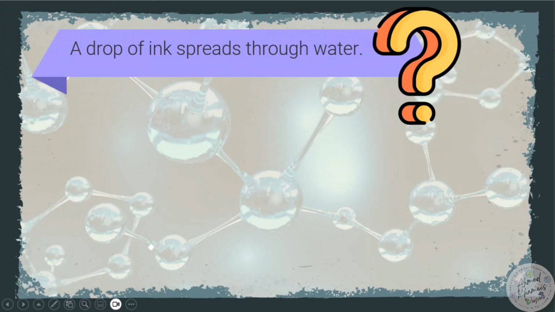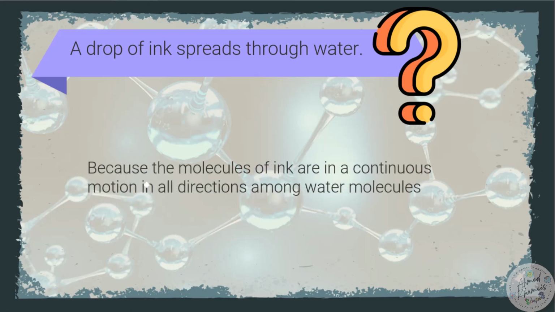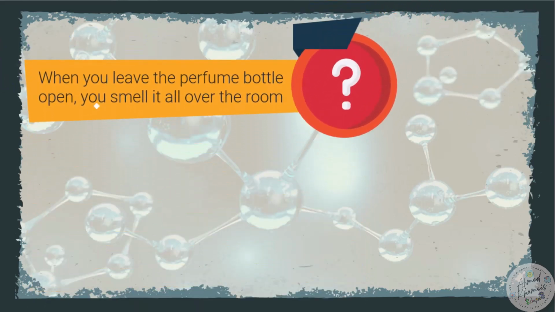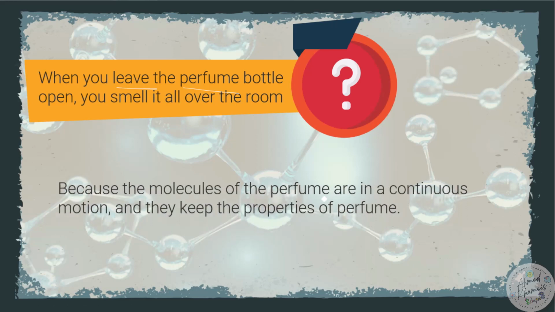So why does a drop of ink spread through the water? Because the molecules of ink are in continuous motion in all directions among the water molecules. They keep moving, they are always moving. And that's why when we leave a perfume bottle open, we smell it all over the room, because the particles of the perfume spread and move across the air through the whole room. Because the molecules of perfume are in continuous motion and they keep the properties of perfume.